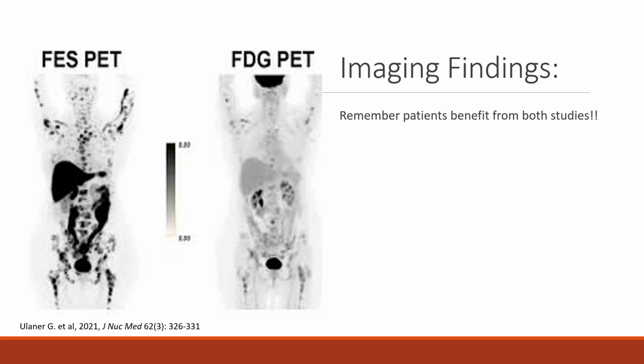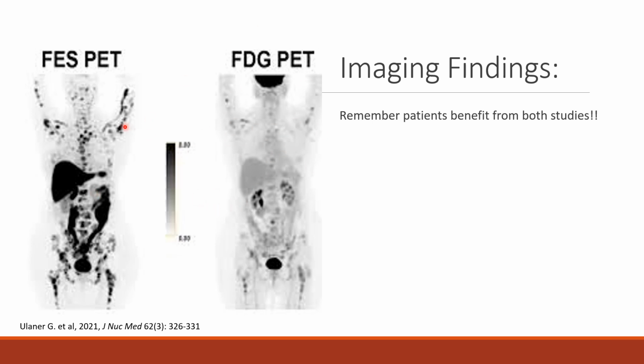Patients should get both. If you see that the patient is like this one, where they have a lot of activity on the FES PET, that's good. They can benefit from hormone receptor therapy, especially if their FDG doesn't look too bad.